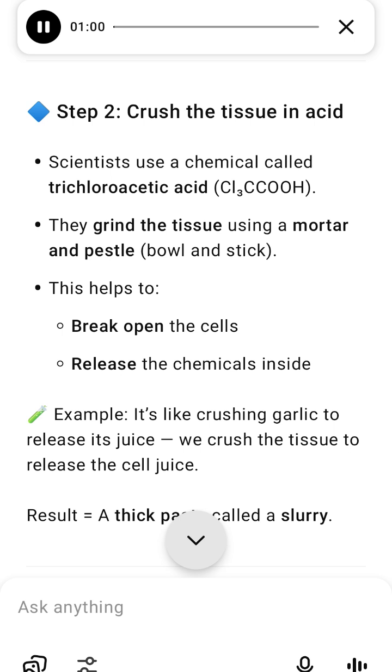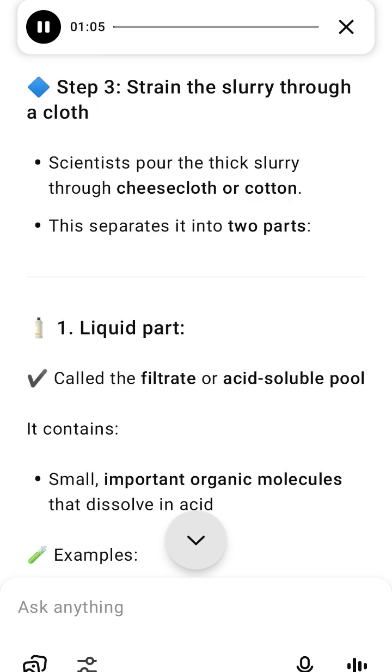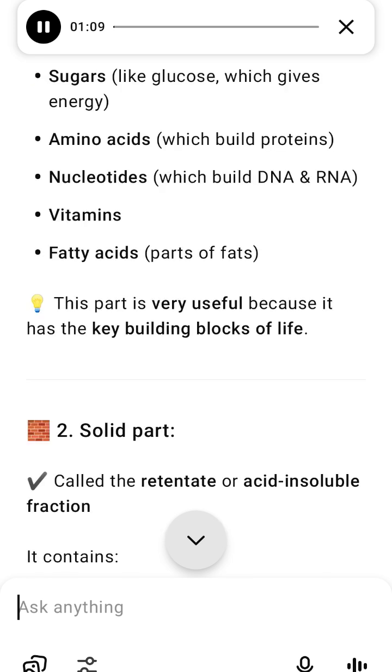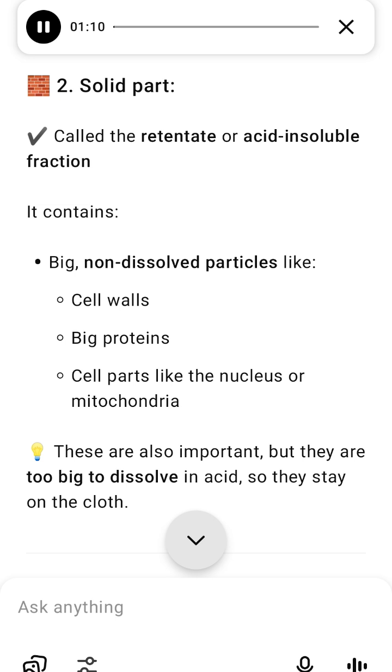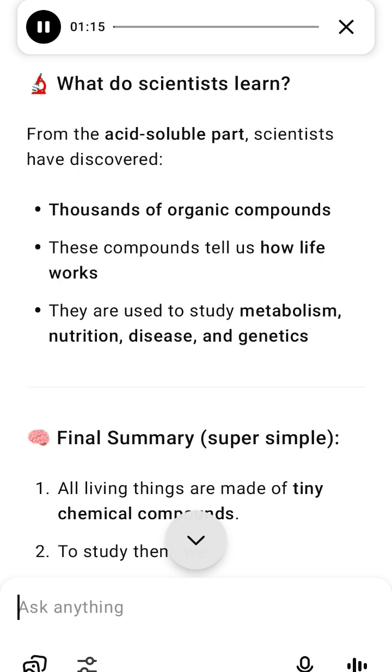Final summary, super simple. 1. All living things are made of tiny chemical compounds. 2. To study them, we take a small piece of living tissue, crush it in a special acid, and strain it through a cloth. 3. We get two parts. A liquid part, the acid-soluble pool, has small, important molecules like sugars and amino acids. A solid part, acid-insoluble, has large particles like cell parts. 4. Scientists study the liquid part to understand what chemicals are inside living things. 5. These chemicals are the basic building blocks of life.